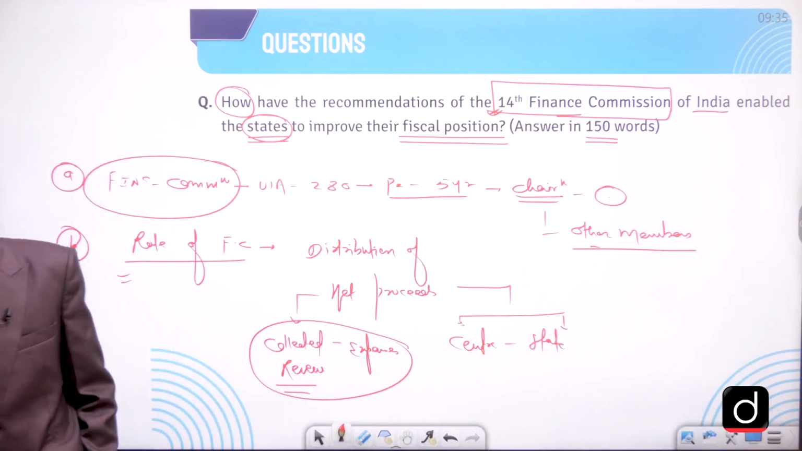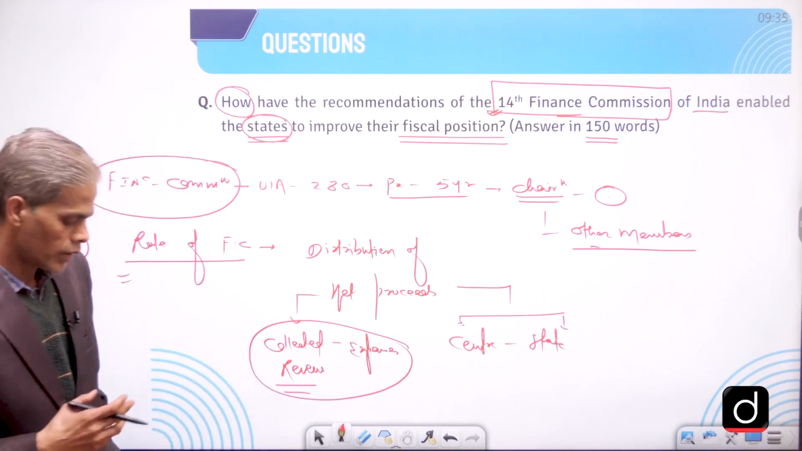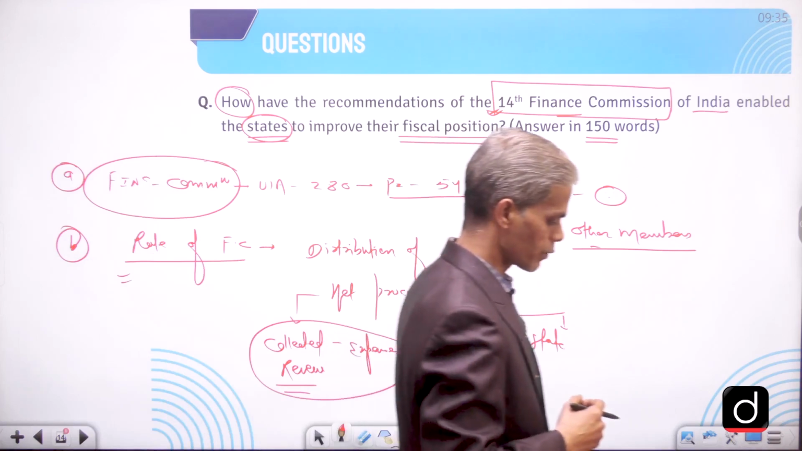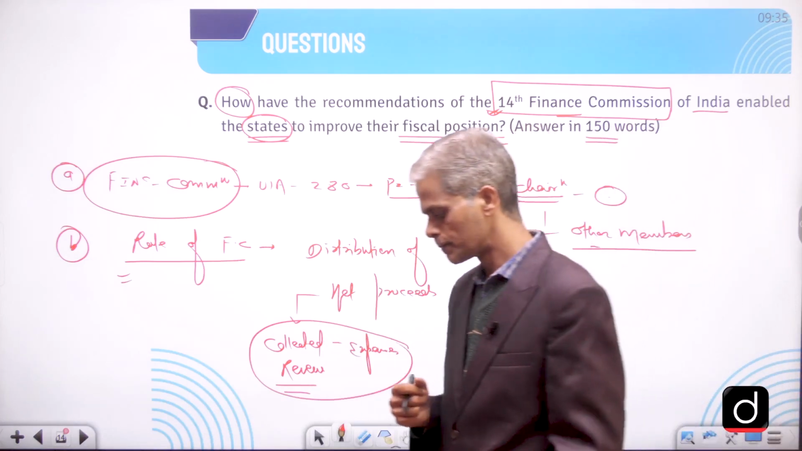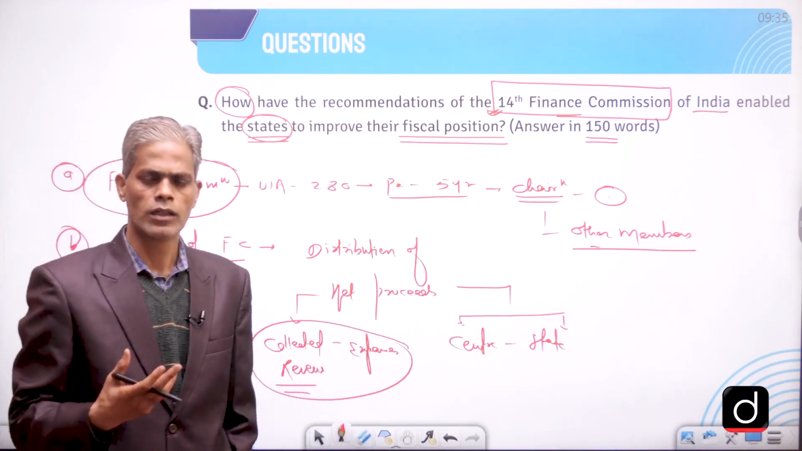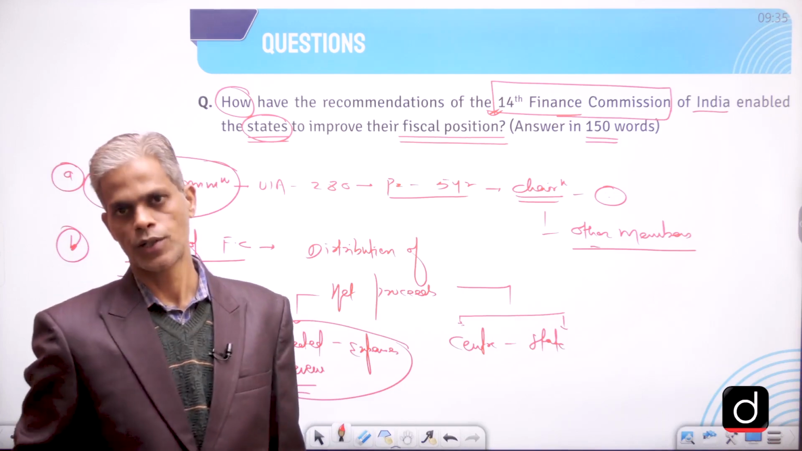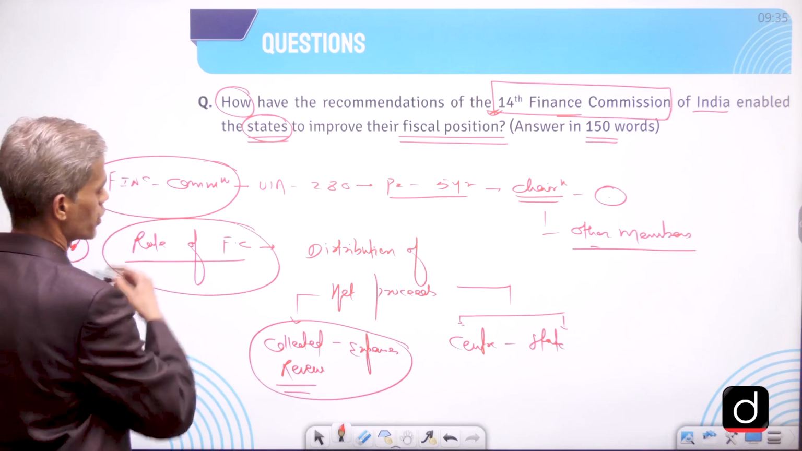But in the financial relationship between the center and the states, the Finance Commission is the one instrument, one body, which promotes fiscal federalism in India, and it is also a part of cooperative federalism. That's why most likely the government accepts the recommendations of the Finance Commission, and it's the government only which gives the terms of reference to the Finance Commission.